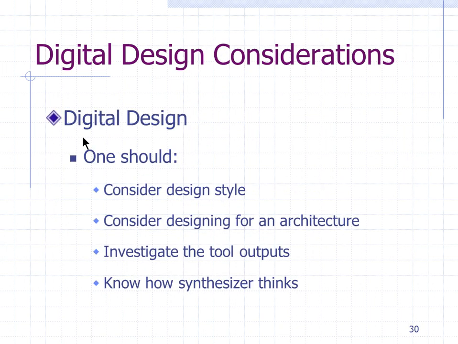When you design something, you should consider design style. As we just saw, structural or behavioral method or style of design. You should consider designing for an architecture, so you have to look at the application that you're trying to develop. Depending on what kind of application it is, there are special ways to design it. Investigate the tool output. There is a lot of software used, which are called EDA tools. You have to look at the outputs and reports of each stage and see whether it is working correctly or not. And if not, then you have to fix it.